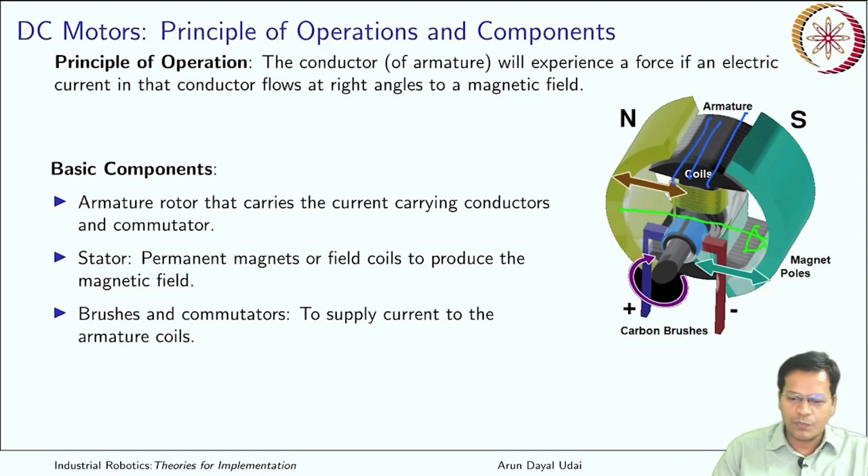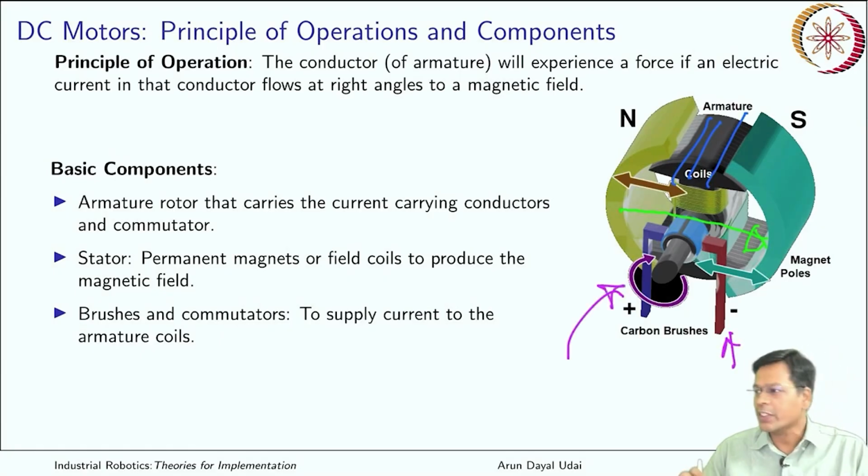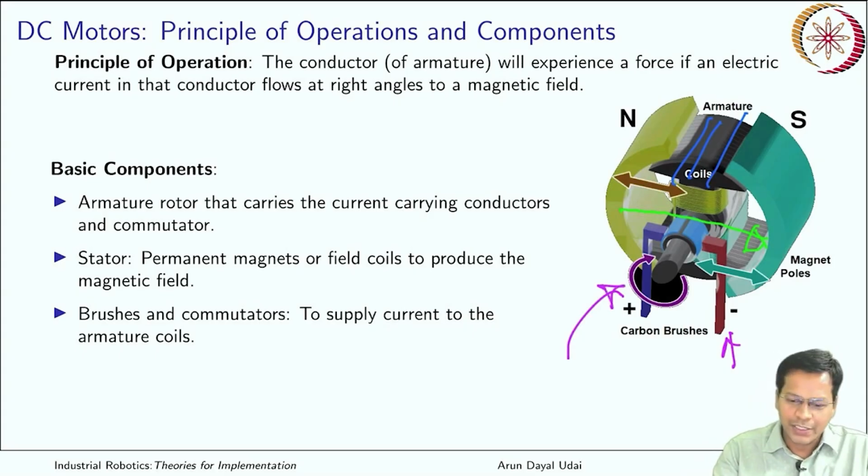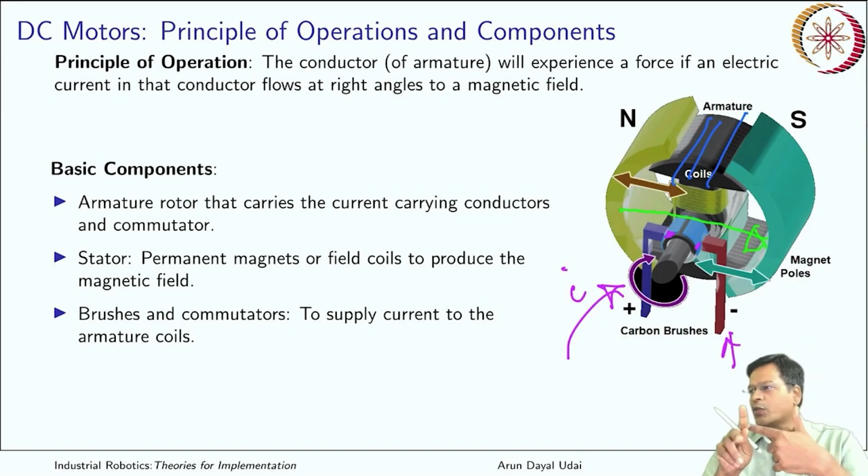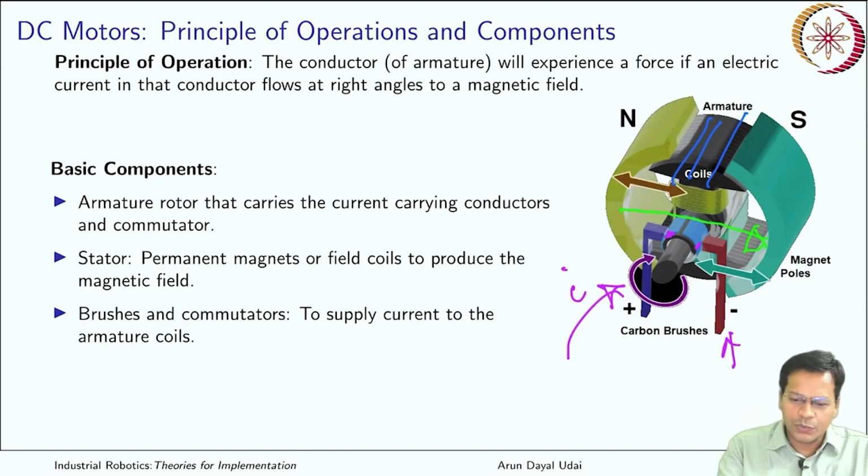Once it is here, you see you have the commutator, which will transfer the current from here to the carbon brushes, and finally these are the points. From here it goes to the conductor, which is now orthogonal to the field.